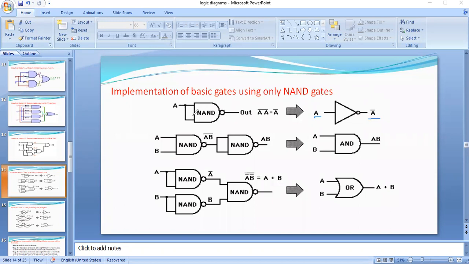For a NAND gate we have two inputs. So what I'm doing here is shorting these two inputs, and I'm taking them as a single input, that is A.